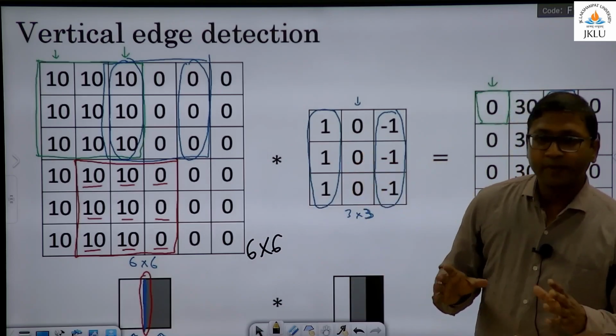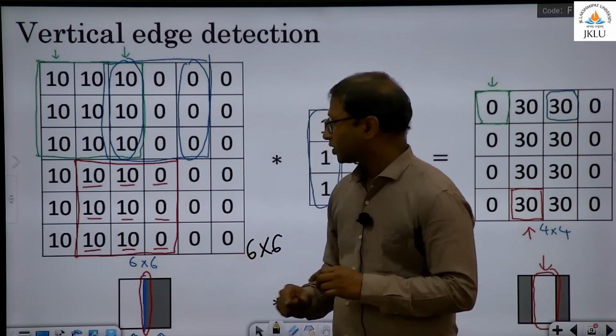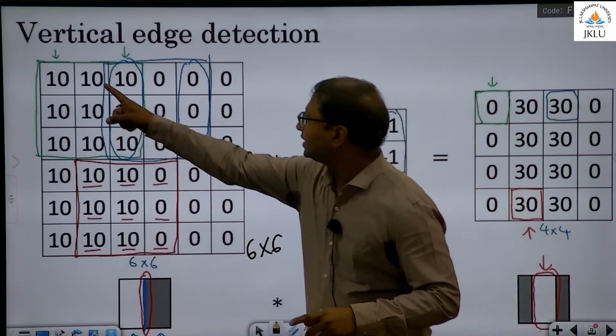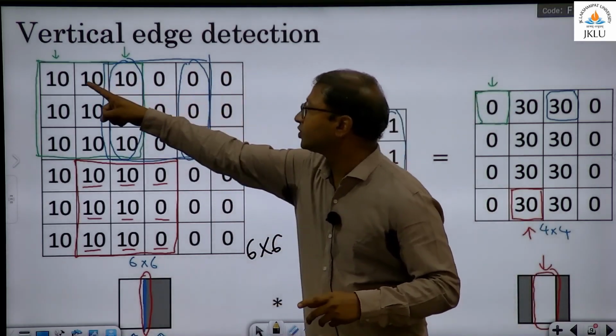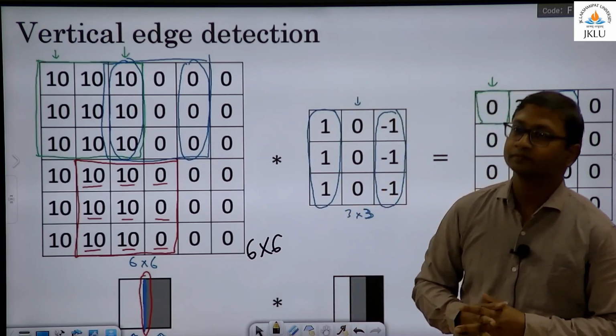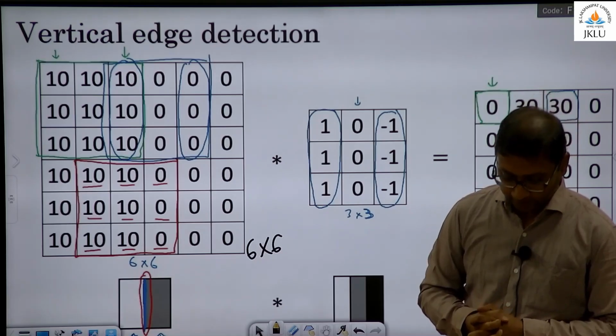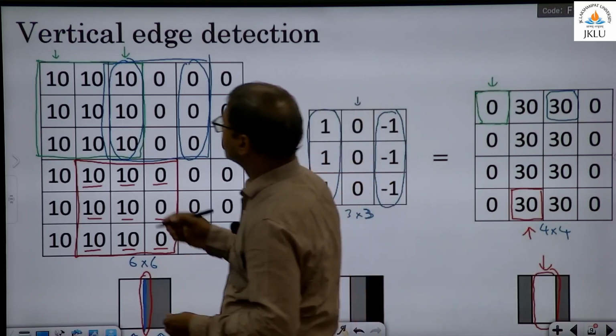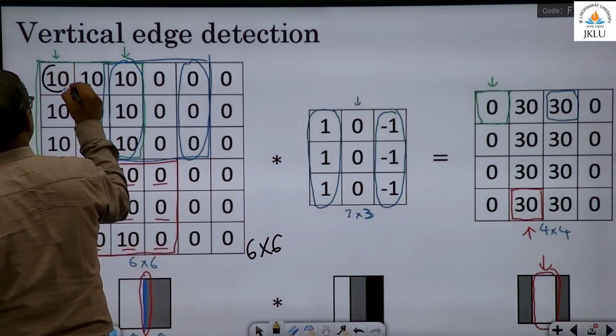Which values will my pixel take if it is a 6 cross 6 image? All these values, give me the range of all these values. Yes. 0, 1. So what is the range of numbers that can come here?